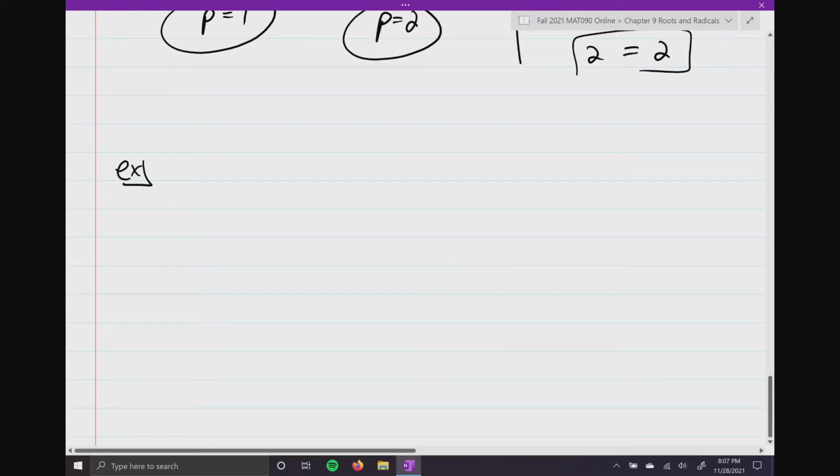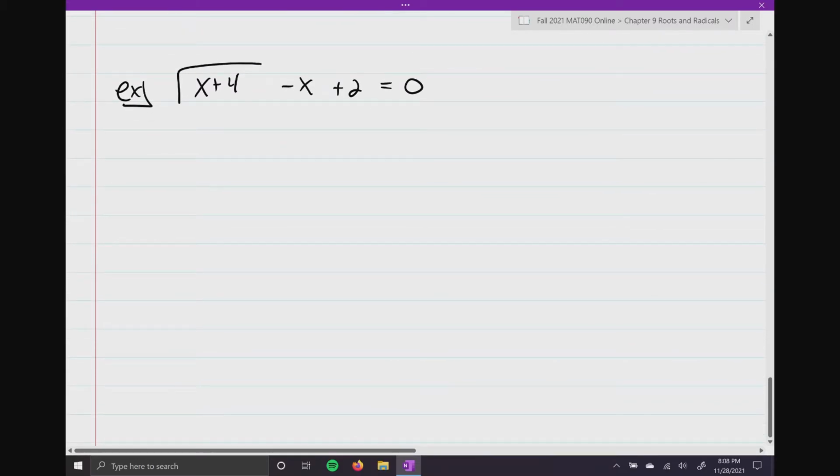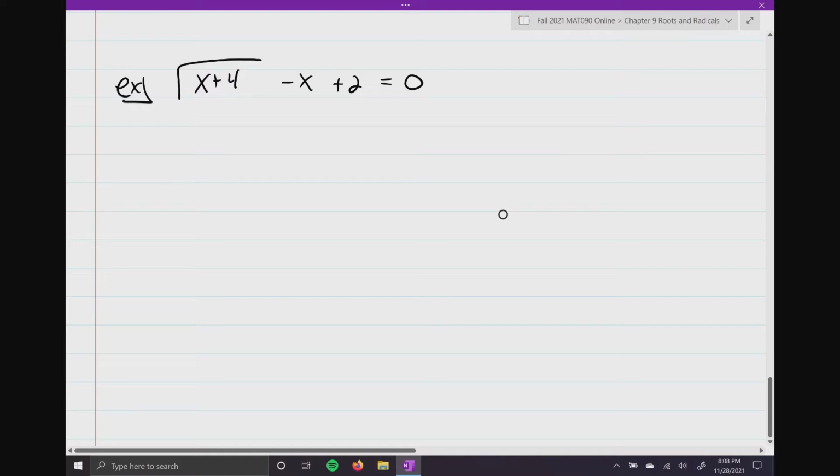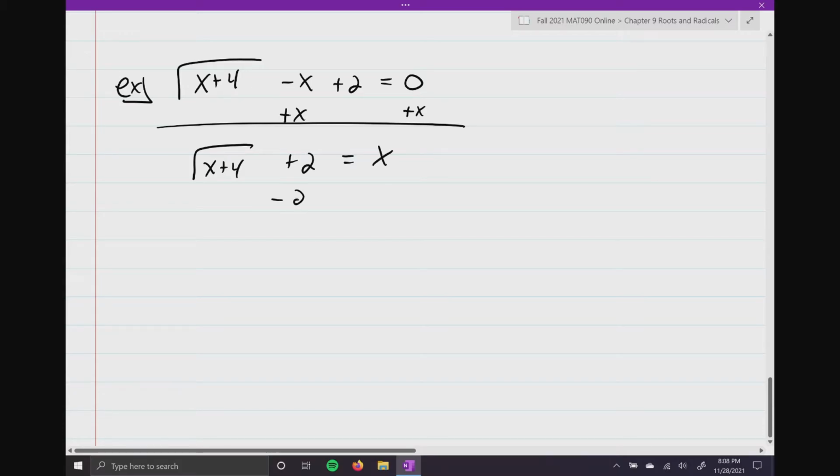Okay, how about the square root of x plus 4 minus x plus 2 equals 0. So we have to isolate the variable. Or I'm sorry, isolate the radical symbol. Now I'm really getting ahead of myself. We need to isolate the radical symbol. So I will add x to both sides first. And then I will subtract 2 from both sides second. All right, so that gives me the square root of x plus 4 equals x minus 2. Now that the radical symbol is isolated, I will square both sides.